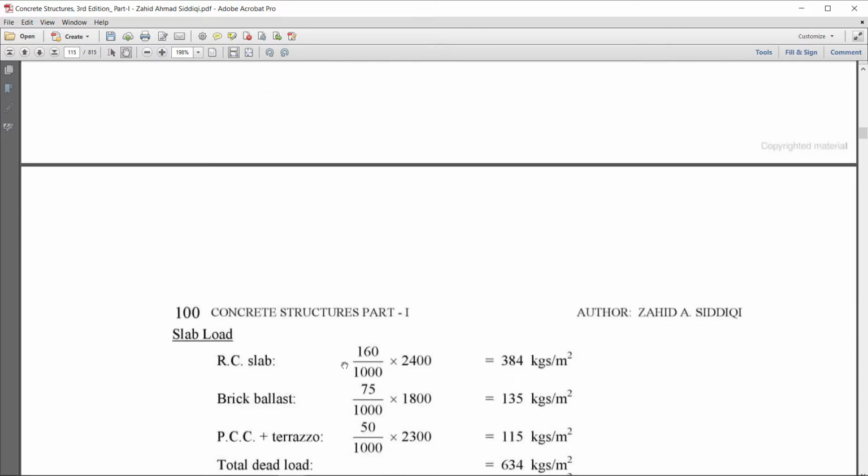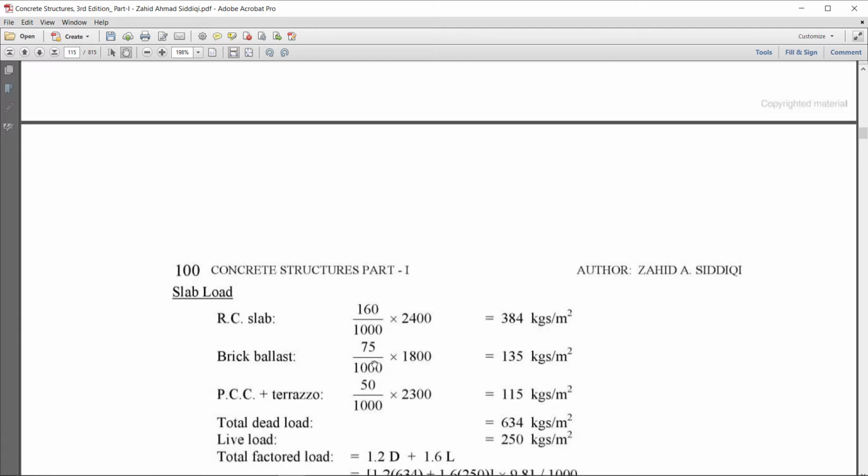First of all, slab load. Concrete slab thickness 160 millimeter divided by 1000 converted to meter, multiplied by the density of reinforced concrete. So the answer is 384 kg per meter square. Then the brick ballast, that is 75 divided by 1000 multiplied by the density of brick ballast. So the answer is 135 kg per meter square. PCC, plain cement concrete, is the floor finish, that is 50 divided by 1000 multiplied by PCC density, that is 2300. So the answer is 115 kg per meter square. So the total dead load from the slab is 634 kg per meter square.